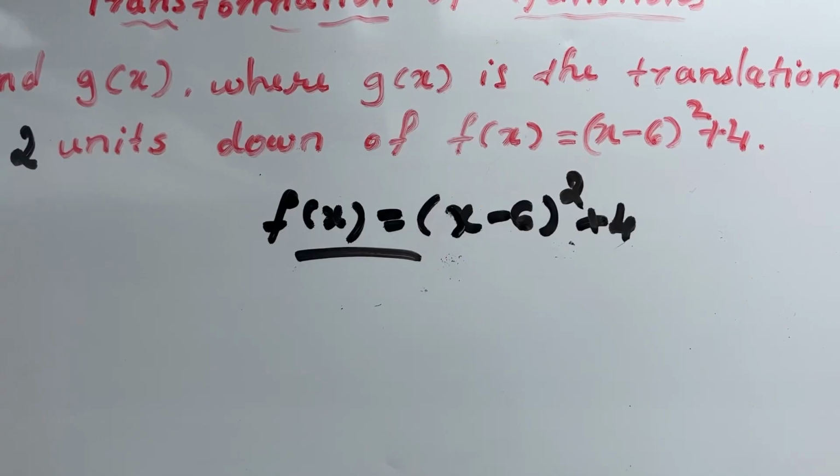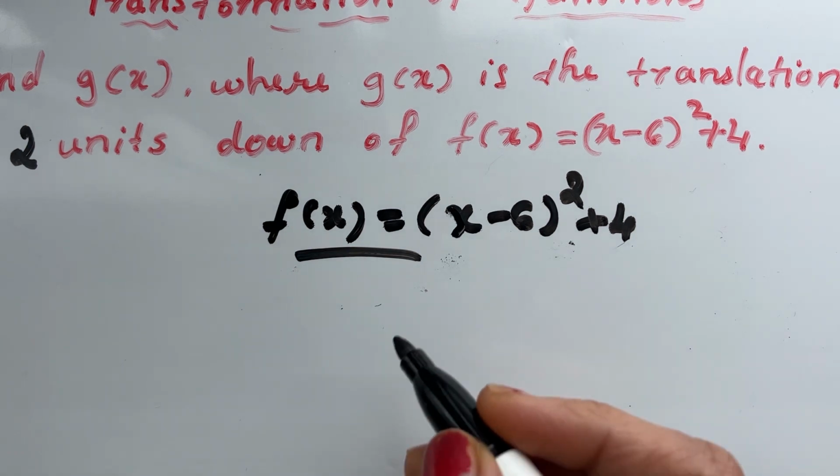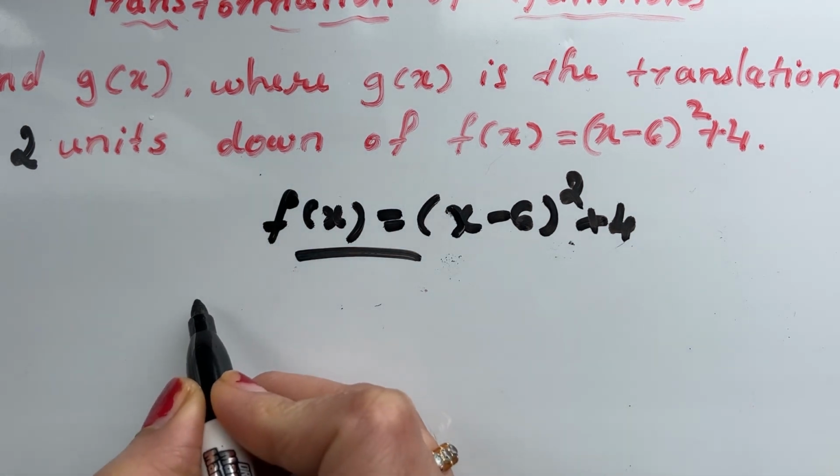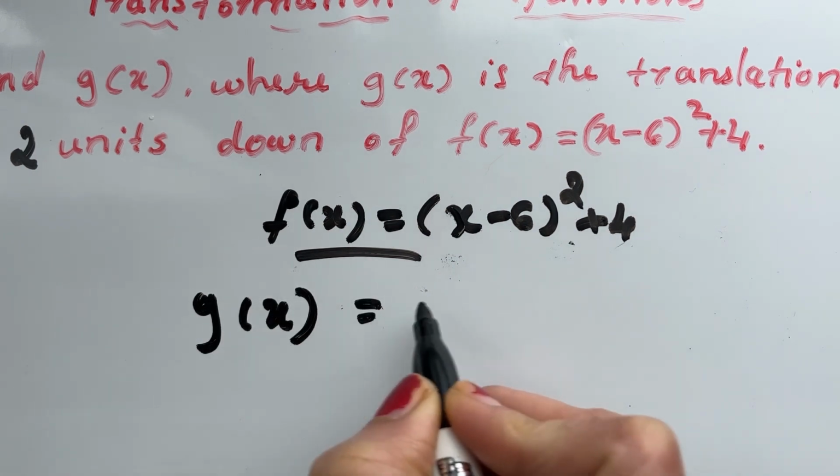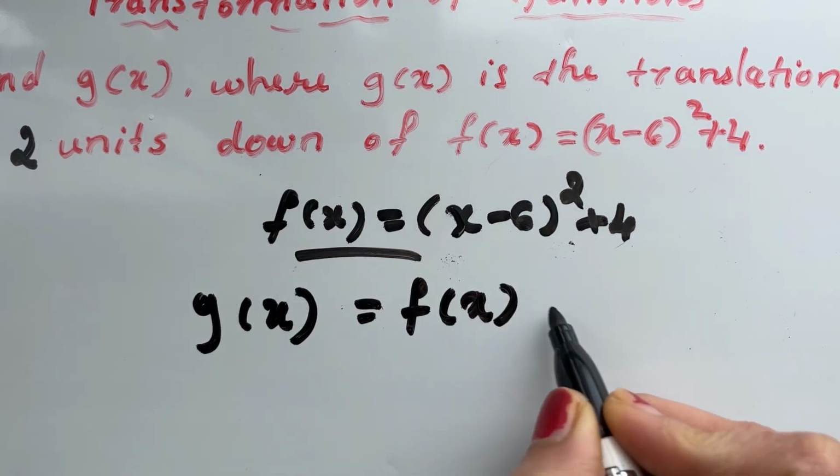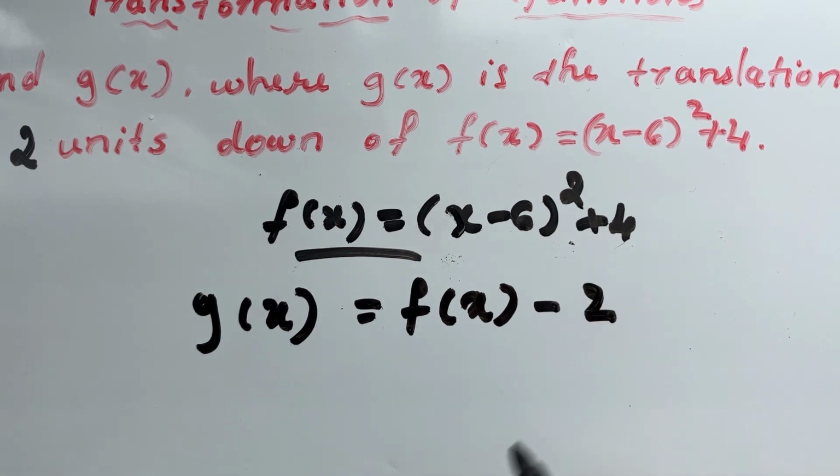In this question, what is given? G of x is the translation of 2 units down of f of x is equal to (x minus 6) whole square plus 4. 2 units down is given. So what is our new function g of x? F of x minus 2. 2 units down, so it's minus 2.